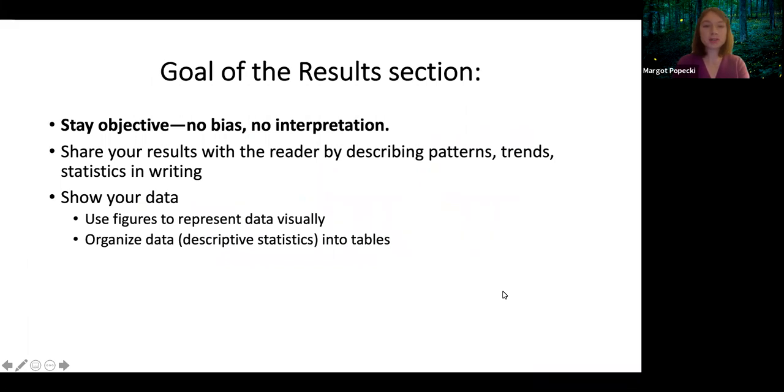All right, so let's talk about the results. So the major point to emphasize in the results section is to stay objective. So your goal is to share your results, like what did you find? And you're going to describe those patterns and trends, statistical outcomes in writing. And it's important to do that without any form of bias or interpretation. You're also going to show your data as figures and tables.